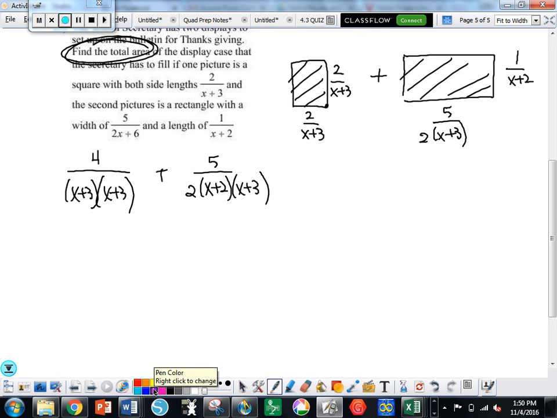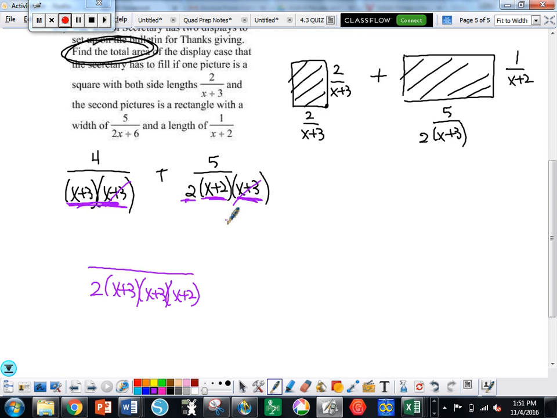So my common denominator, what do they share? They share this one and they share this one. I will write that down first. Now this one has an x plus 3, that one doesn't. So I will write it down. This one has an x plus 2, that one doesn't. I will write it down. This one has a 2, that one doesn't. I will write it down. So this is the common denominator. You don't have to list 3 of the x plus 3s because one of them they share.